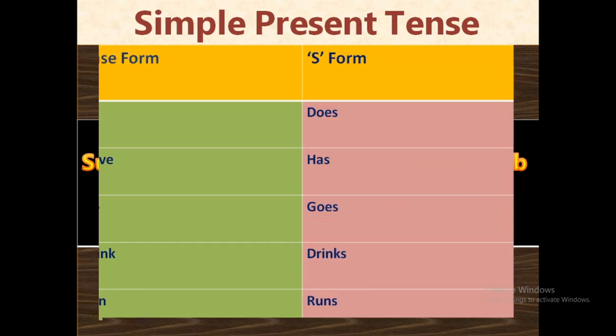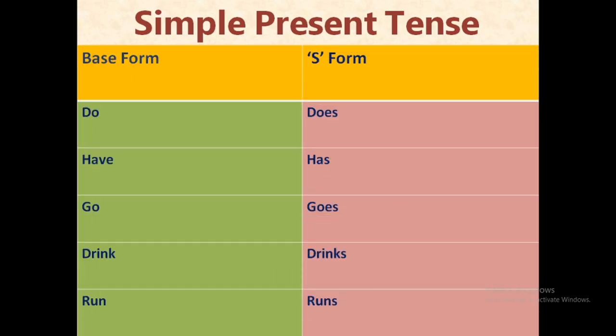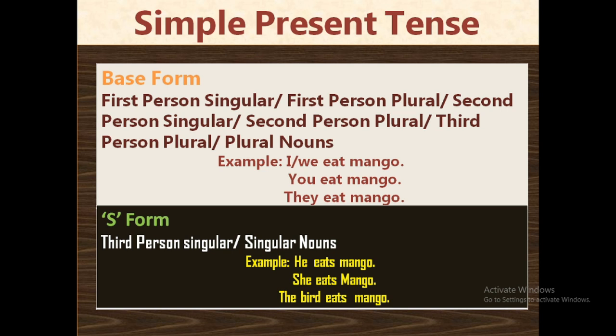Here are some examples of base form and S form of the verb. Do has its base form do and its S form does. Have has. Go goes. Drink drinks. Run runs. Then where we have to use base form and where we have to use the S form.